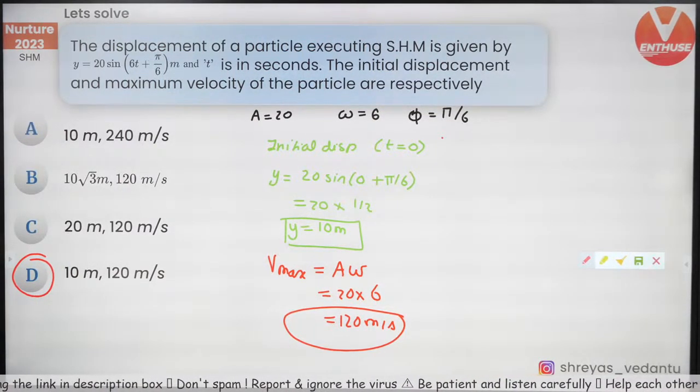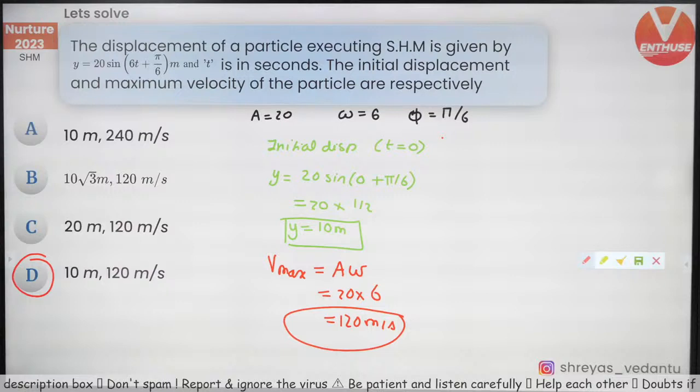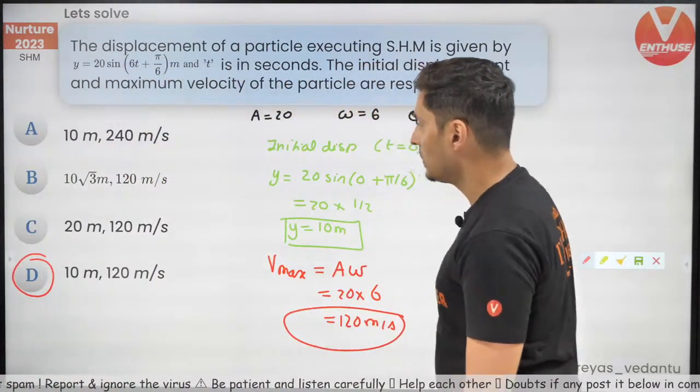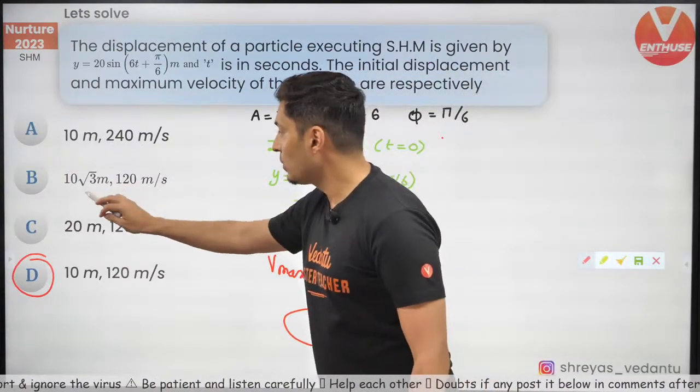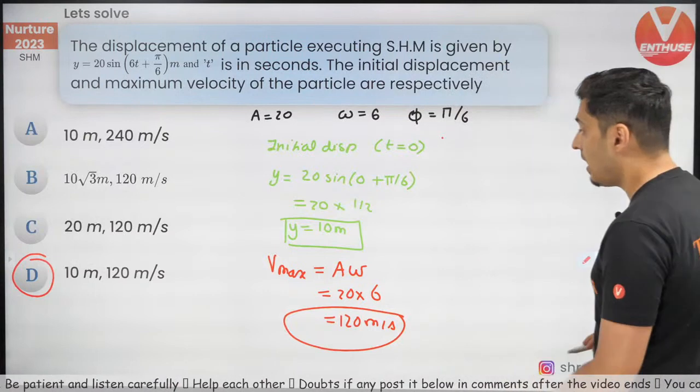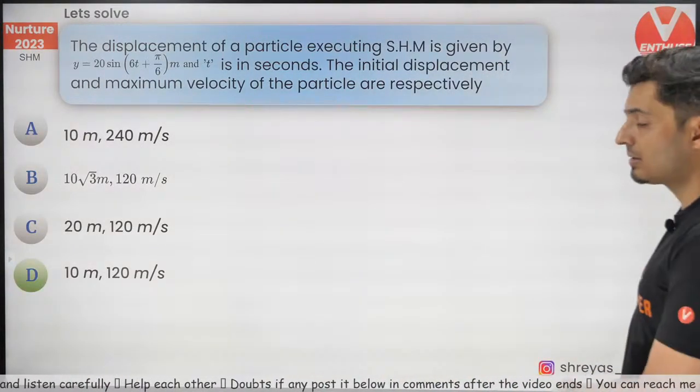Oh no, why are you saying C? It is not C. It is option D. Got it? It's not B also. Be careful. 120 is here, but 10 root 3 is wrong. Sine of 30 is half. Be careful. So the answer is D.